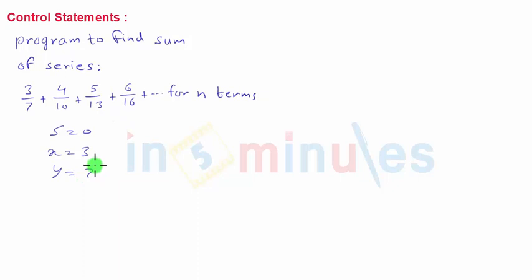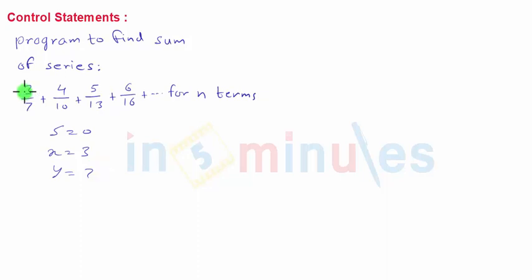We'll repeat the process of adding x upon y, then incrementing x by 1 and y by 3. Again add x upon y to the sum, again increment x by 1 and y by 3. This process you have to repeat for n iterations.